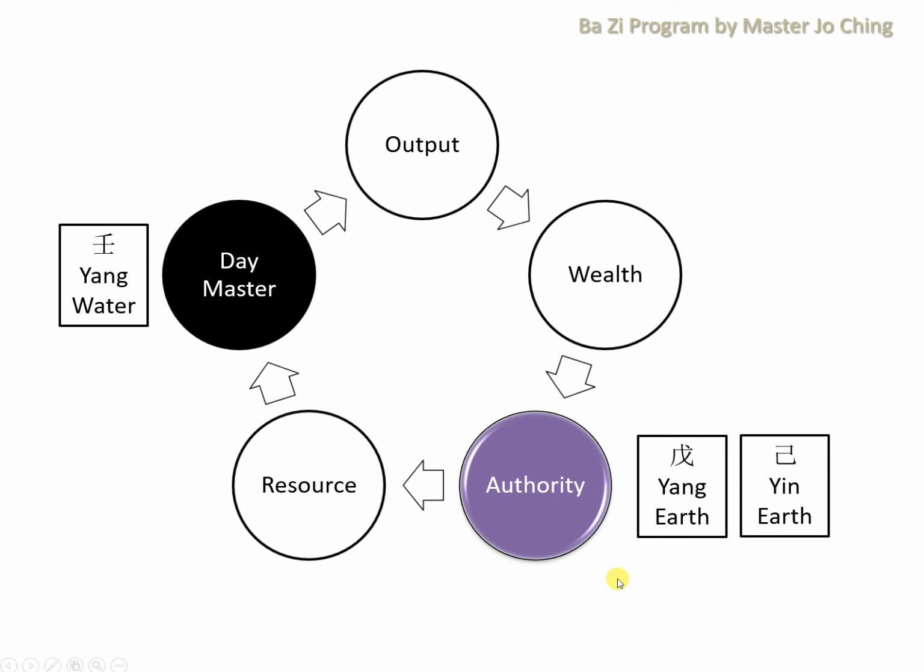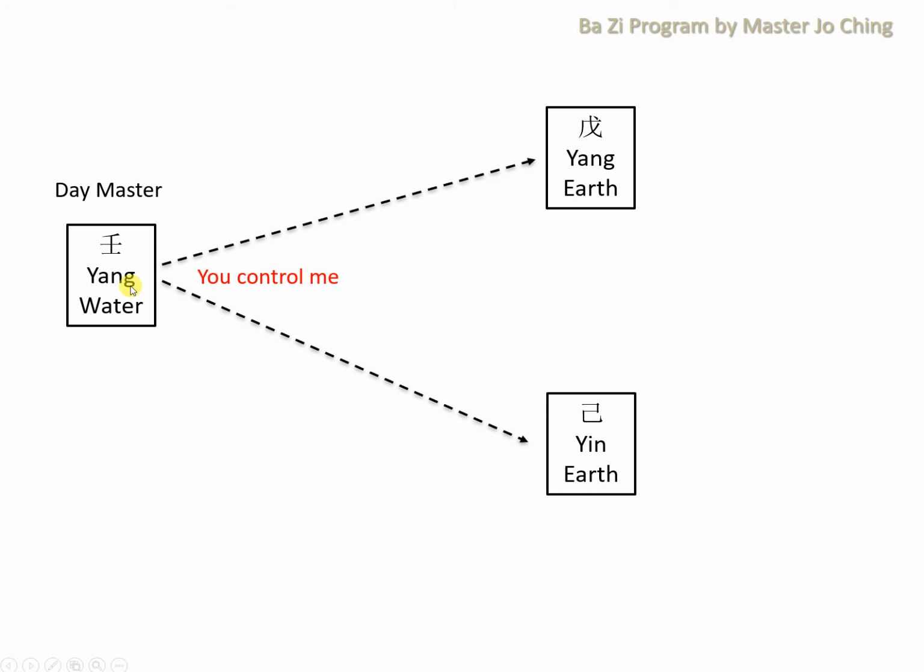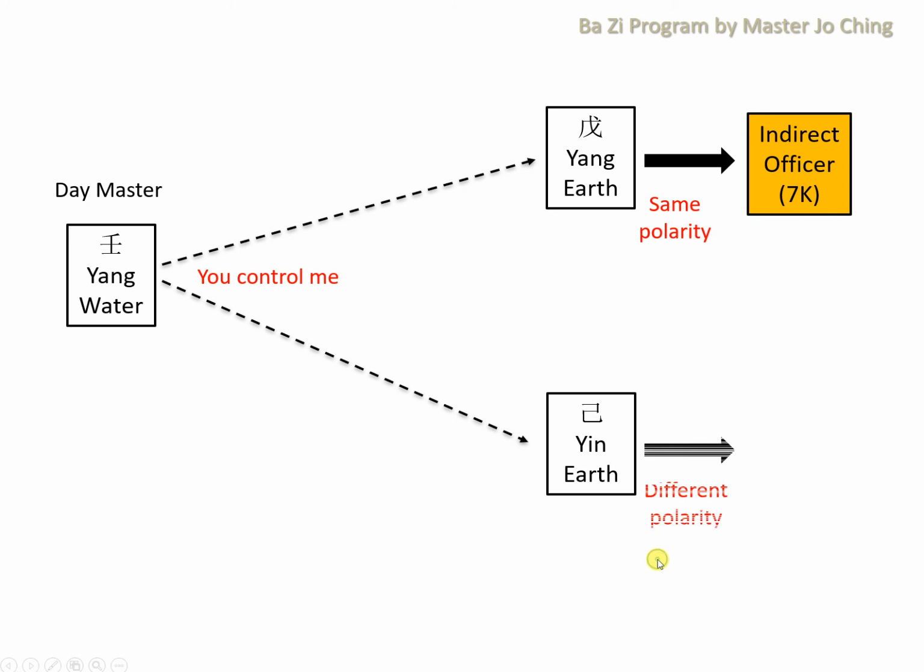One is Yang, one is Yin. So day master Yang water, you control me means this guy controls me. Earth controls me. So same polarity, Yang sees Yang, gives rise to Seven Killings. Yin sees Yang or Yang sees Yin, different polarity, is known as Direct Officer. So you see, every time you have a different polarity, Yin Yang, it is always a direct star, Direct Wealth, Direct Officer. Whereas the same polarity, Yang Yang or Yin Yin, always gives rise to an indirect star.